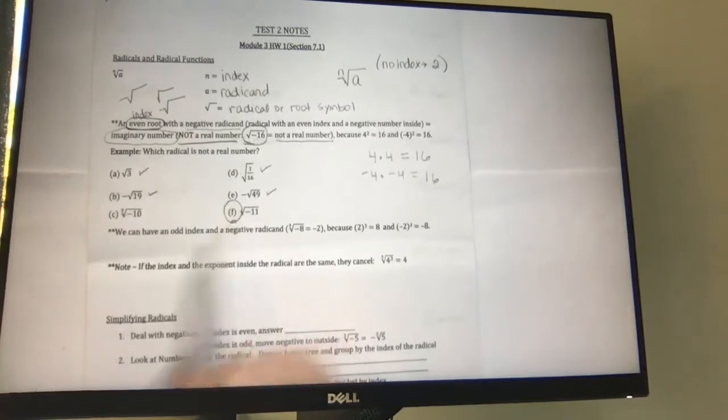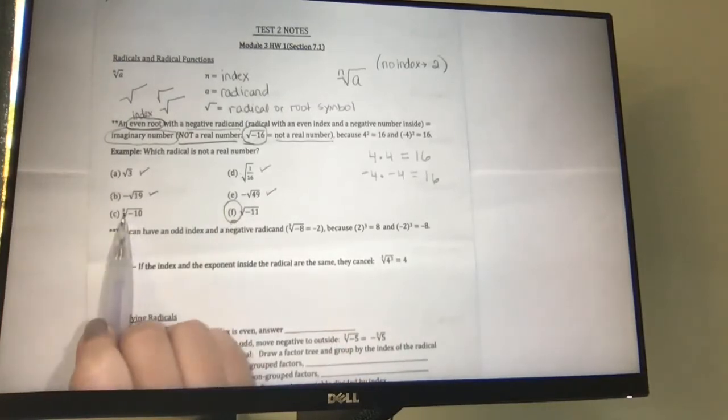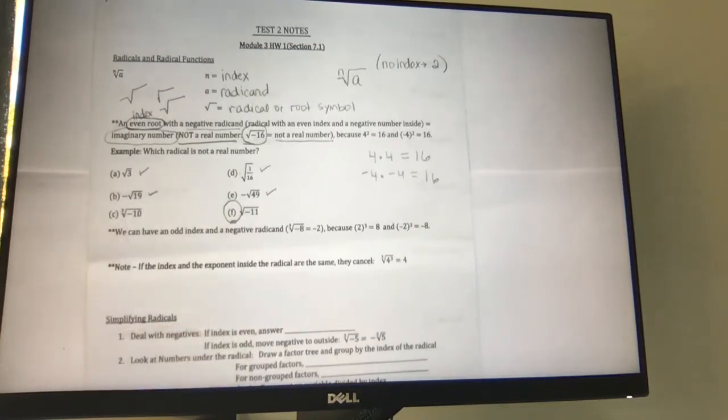C. C is not a real number because look, here my index is even. F is a cubed root. So as it turns out, you can have a negative radicand with a cubed root. That's perfectly fine. That is a real number, okay? And let's think about why that is.